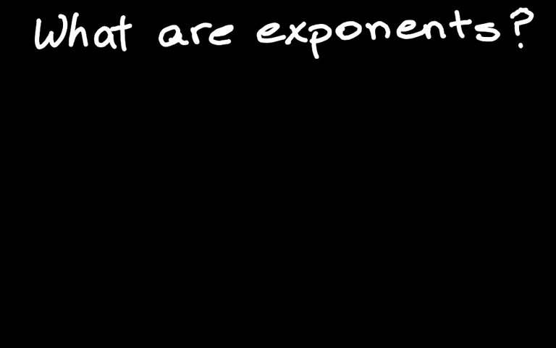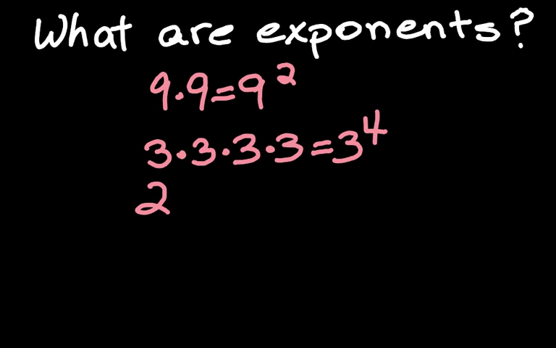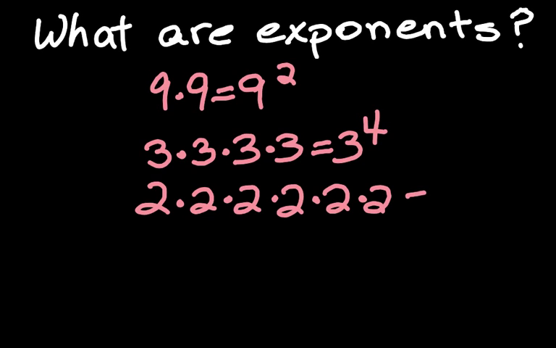Okay, so our first question is, what are exponents? They're almost like a shorthand or a way of writing things a little more quickly. So let's see if you can see the pattern. 9 times 9 equals 9 to the second. 3 times 3 times 3 times 3 equals 3 to the fourth. And 2 times 2 times 2 times 2 times 2 times 2 equals 2 to the sixth.